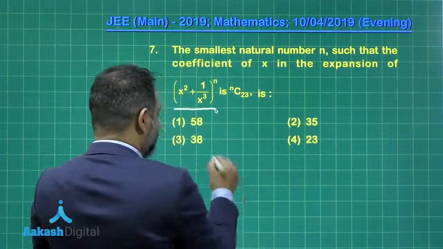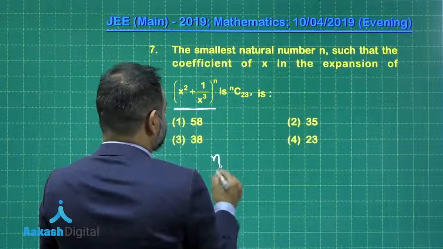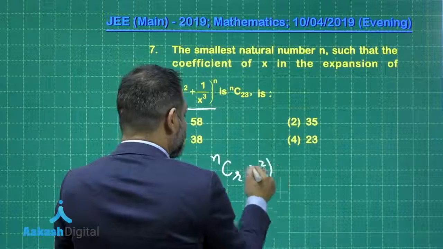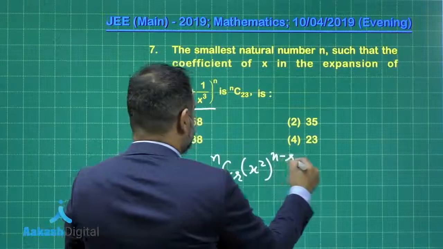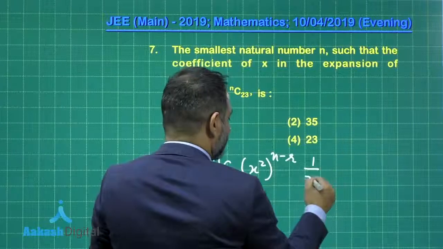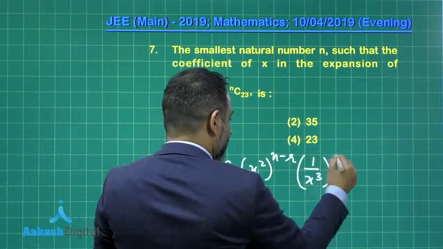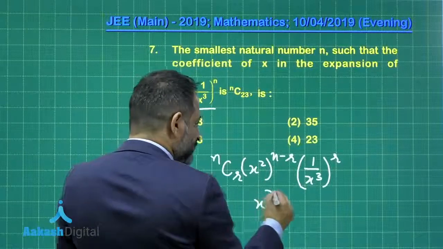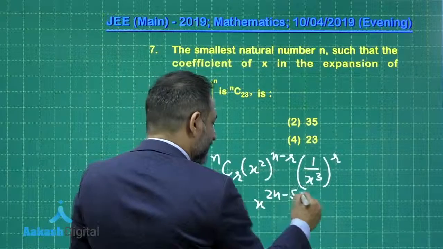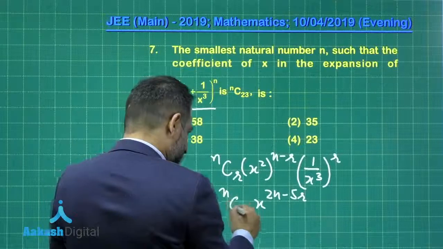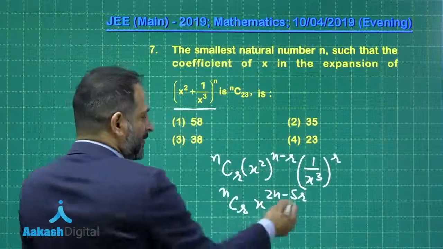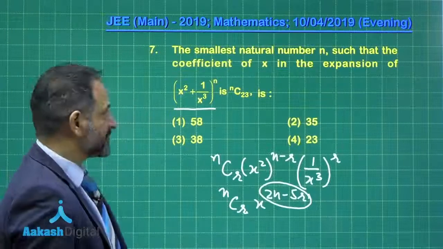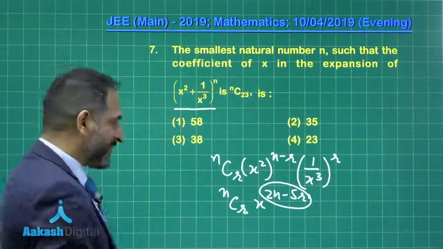So, first I am writing the general term, it is nCr x square raised to the power n minus r, 1 upon x cube raised to the power r. Now, collecting the powers on x, we have 2n minus 5r, here it is nCr. Now, this value has to be equal to 1 because we are here to find out the coefficient of x.